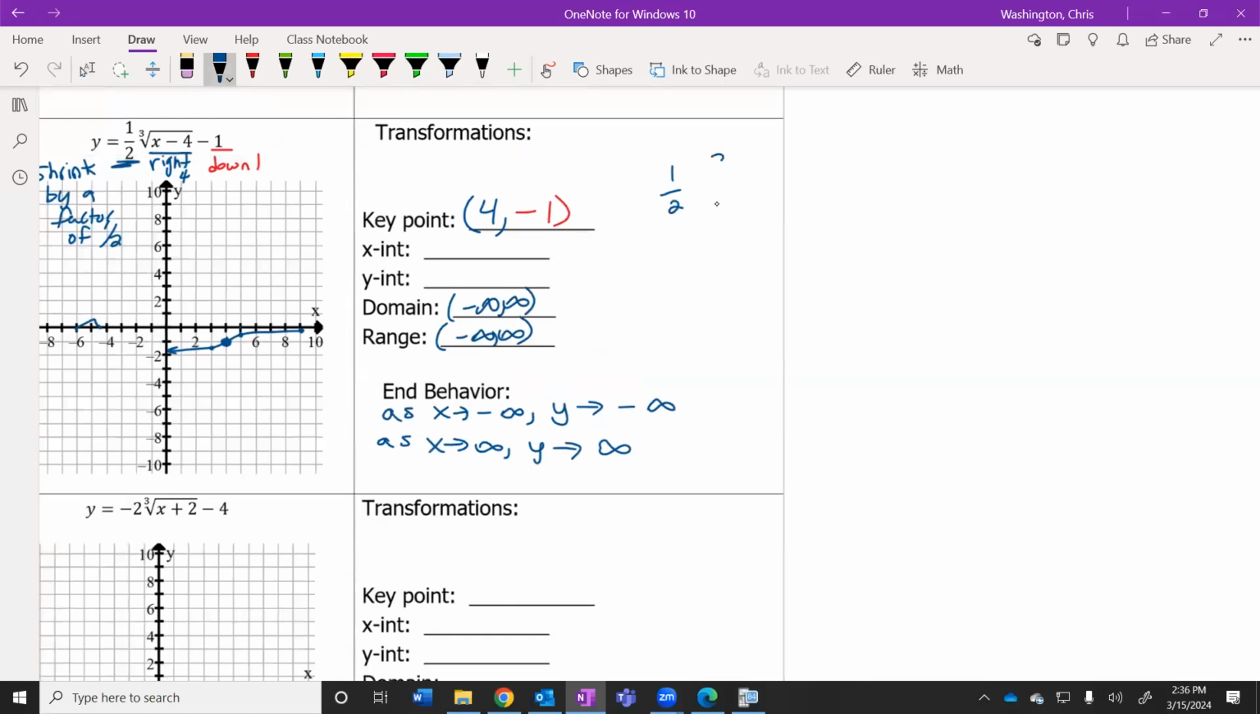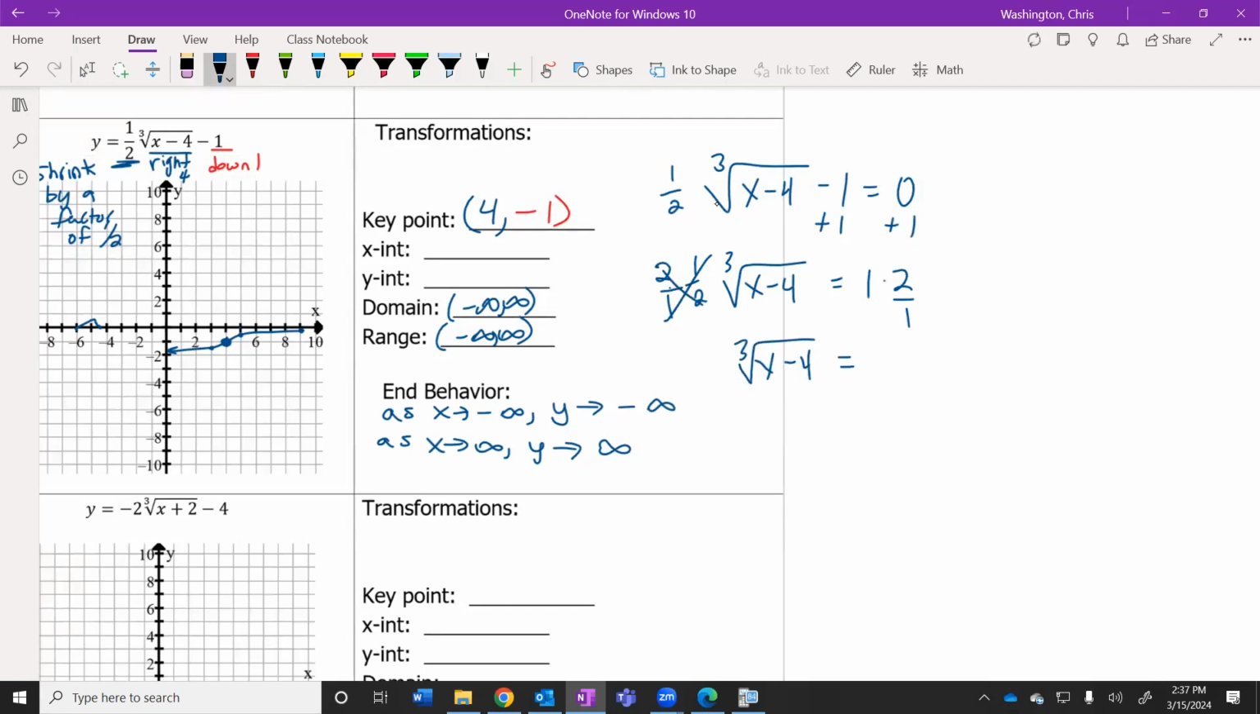To find the X intercepts, we would set the equation equal to 0 and solve for X. Notice I don't know where it crosses the graph just by looking at the graph. I have no idea. But we can solve for x. We can add 1 to both sides. We get 1/2 times the cubed root of x minus 4 equals 1. In order to undo the 1/2, you can divide by 1/2, or I would recommend multiplying by the reciprocal. That way you don't make any mistakes trying to divide fractions.